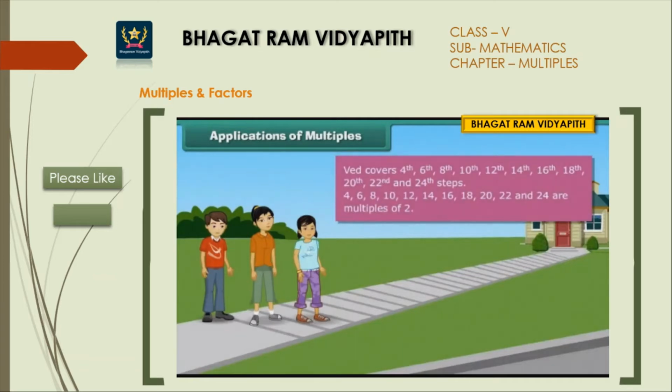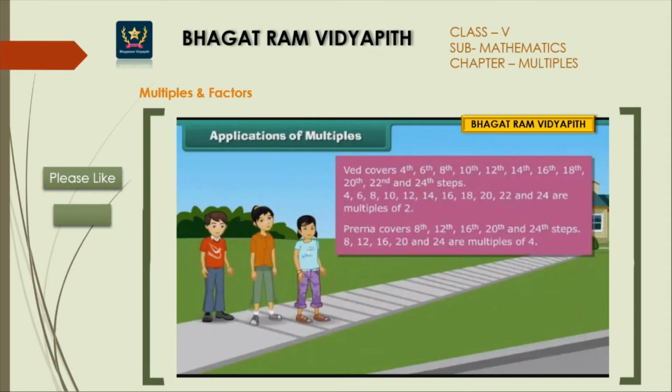Ved covers the 4th, 6th, 8th, 10th, 12th, 14th, 16th, 18th, 20th, 22nd, and 24th steps. 4, 6, 8, 10, 12, 14, 16, 18, 20, 22, and 24 are multiples of 2. Prerna covers the 8th, 12th, 16th, 20th, and 24th steps. 8, 12, 16, 20, and 24 are multiples of 4.